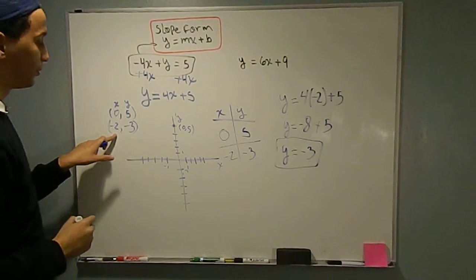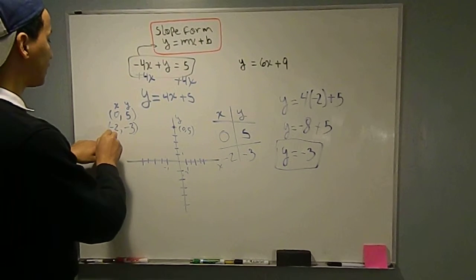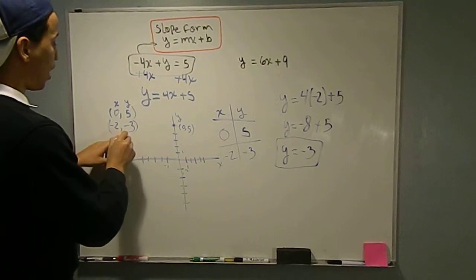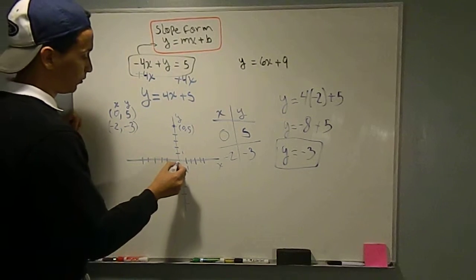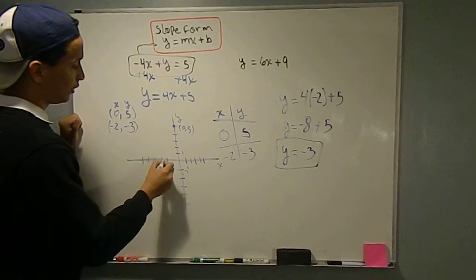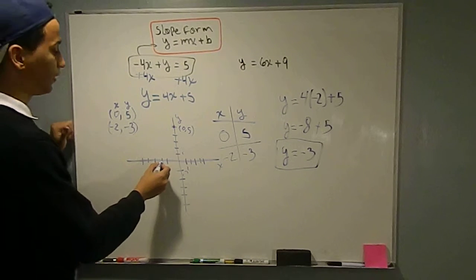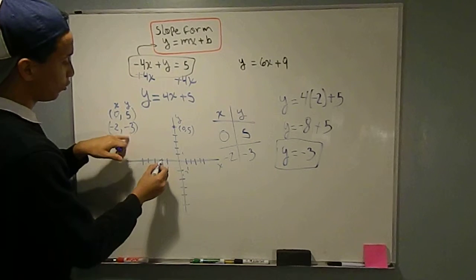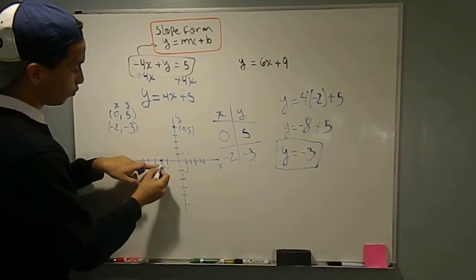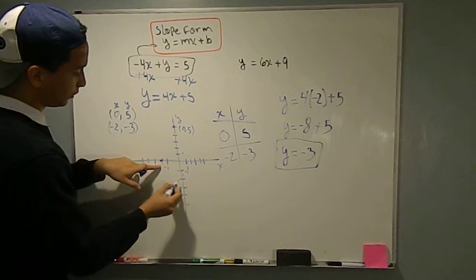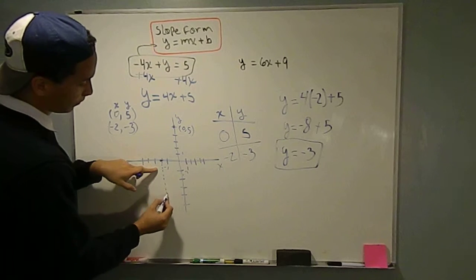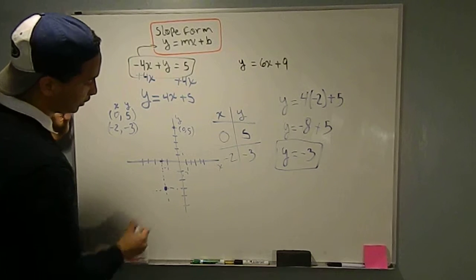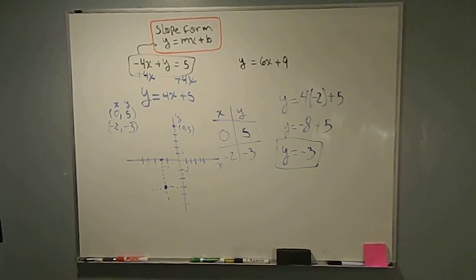The second point that we have is when x is negative 2, y is negative 3. So we go 2 to the left, 1 and 2, because it's negative, right here. And then we go down 3: 1, 2, and 3. So our point has to be somewhere in here. This is our second point.